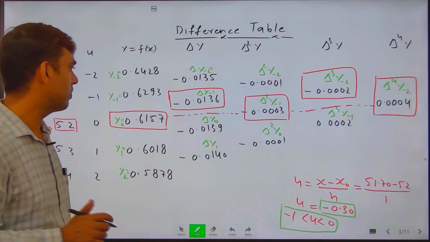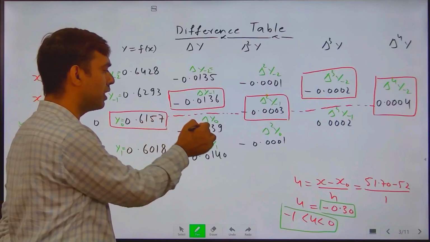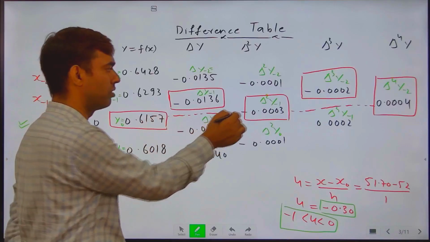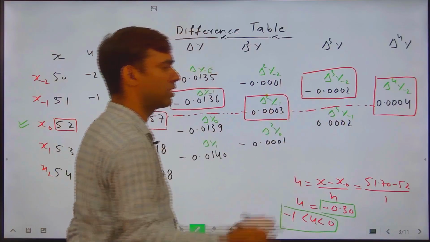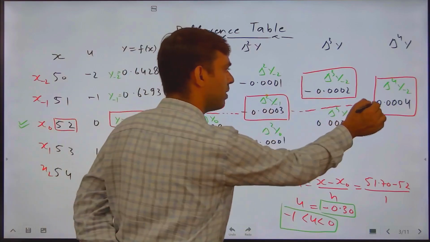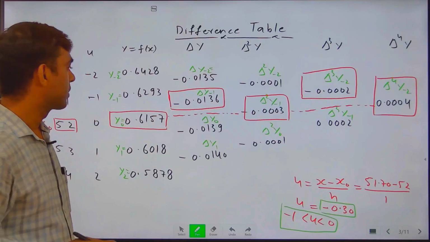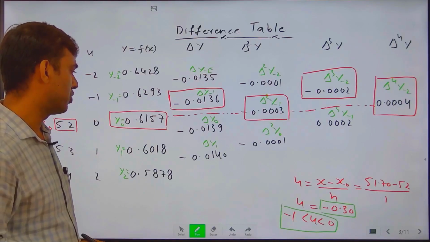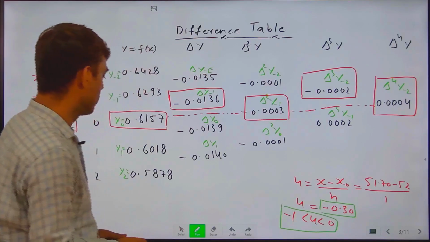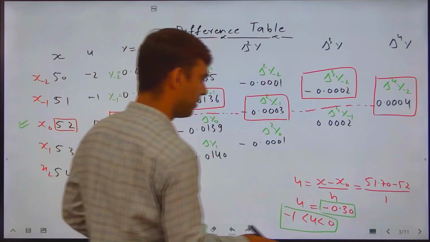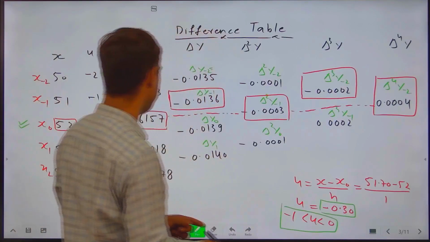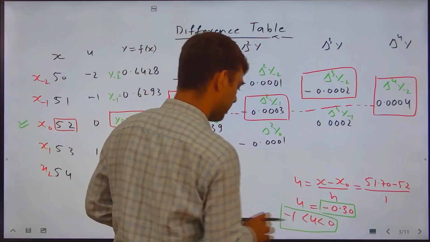In Gauss forward, we use the central values and the values next to the central values. But here we are going to use the Gauss backward central interpolation formula. So we just put the values of y and their differences.